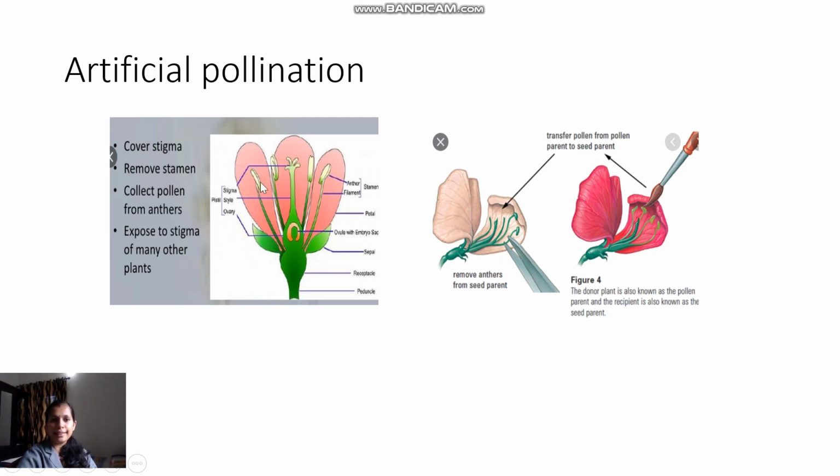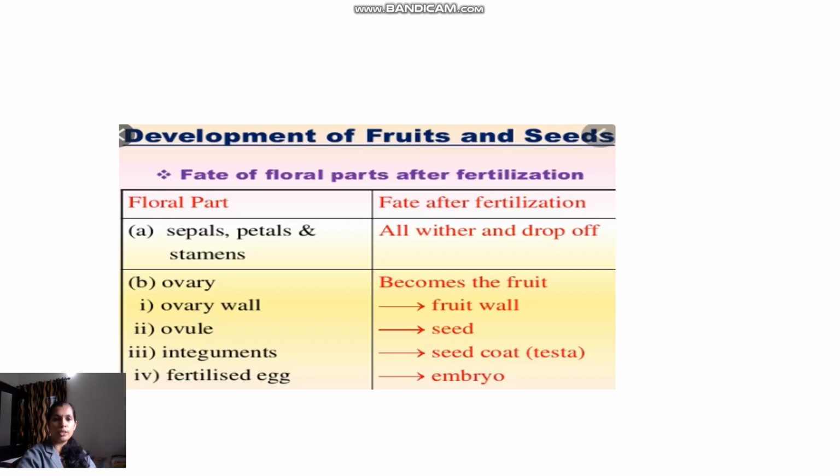So we have to collect the needed pollen grains from the anthers, and the stigma should be exposed, and that should be what? Transferred to this region, exposed to the stigma of many other plants. So this is what? Artificial pollination. Artificial pollination is nothing but doing this pollination in a manual way. So manually we are doing this one. How? We are plucking the anthers from the flower, and we are inserting them into the stigma of another flower of the same species. So that is what? Artificial pollination. I hope you understood what are all the things we discussed today.